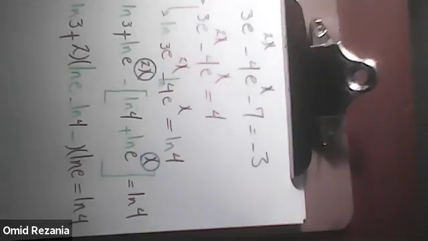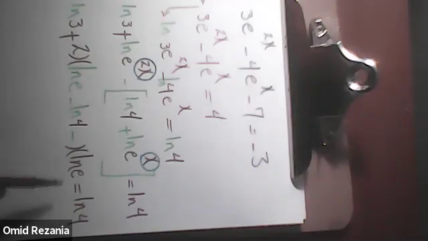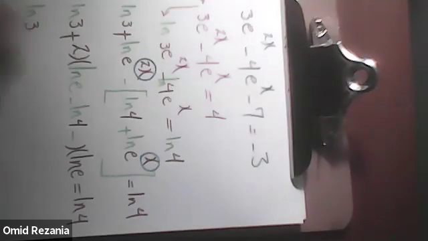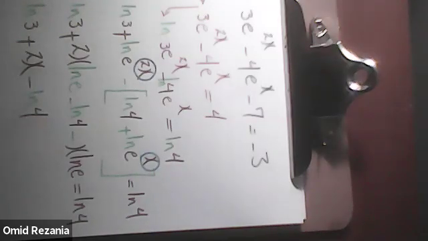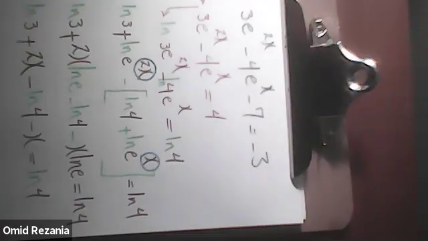Awesome. What's going to be the next step, guys? Which property can you use right now? Property 1. What do you mean by that? Which term needs property number 1? ln e. ln e becomes 1. Then what should I write? ln 3 plus 2x minus ln 4 minus x equals ln 4. That's right. Yes, Philip. So far, so good. And now, what's going to happen next?